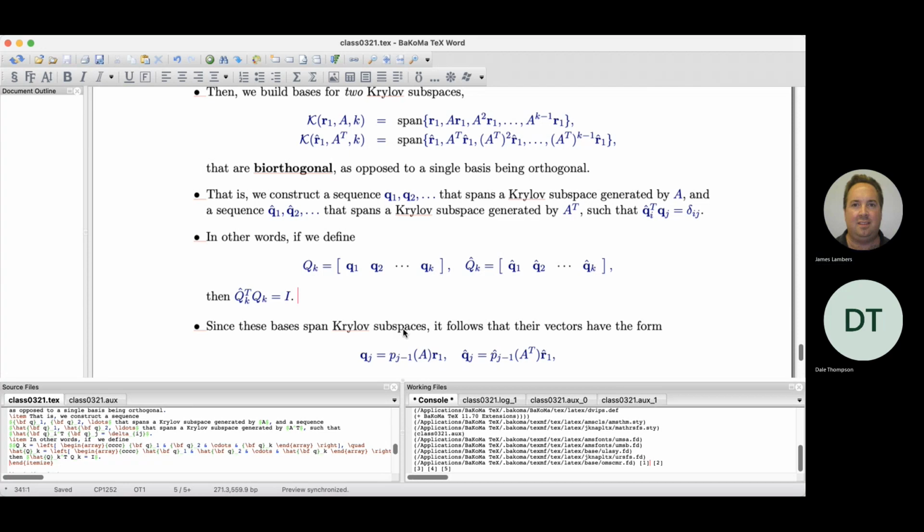So what that means is I can describe each of these vectors as a polynomial of A times the initial vector of a Krylov subspace. And if it's a vector Qj, then that polynomial will be of degree at most j minus 1. And we're using polynomials of A for this Krylov subspace, and then polynomials of A transpose for this one, and different polynomials in each case.